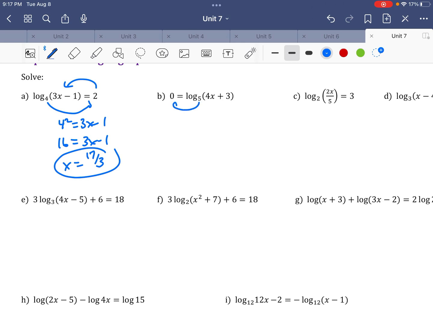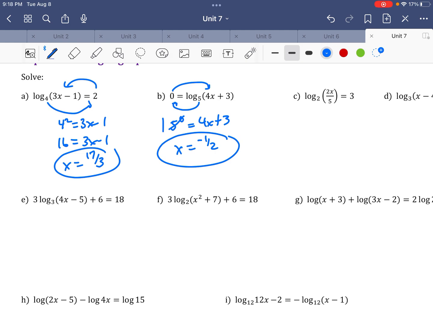All right, here, 5 to the 0 has to equal this. So 5 to the 0 has to equal 4x plus 3. Well, 5 to the 0 is 1. So that would solve. I would get 1 minus 3, so negative 2 over 4. So it would be negative 1/2.